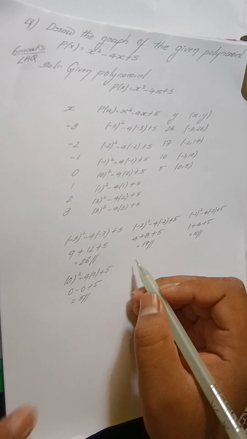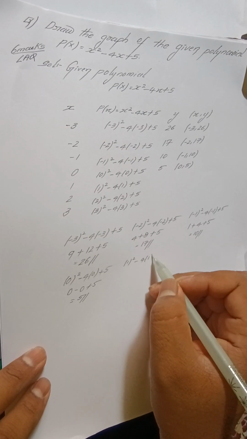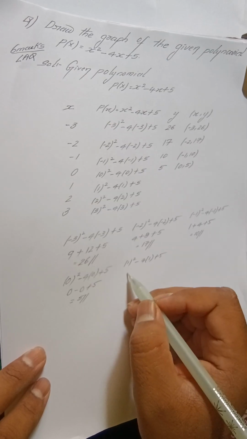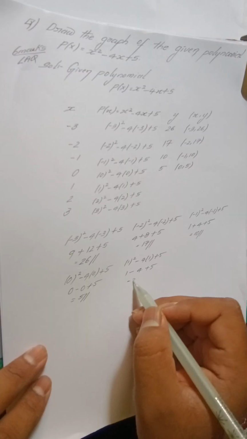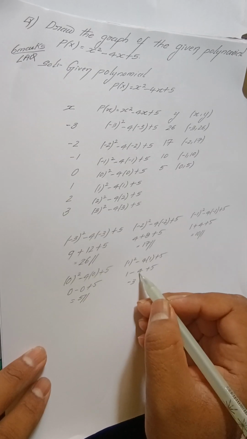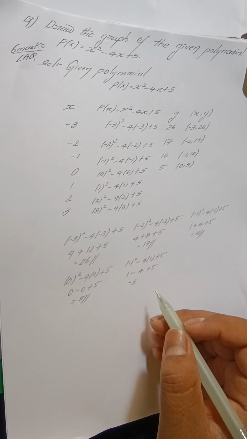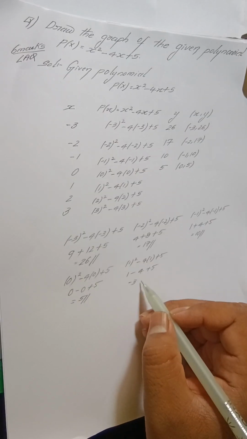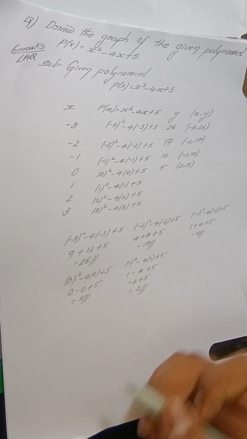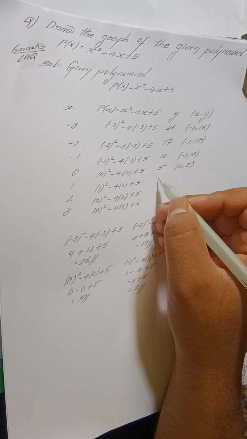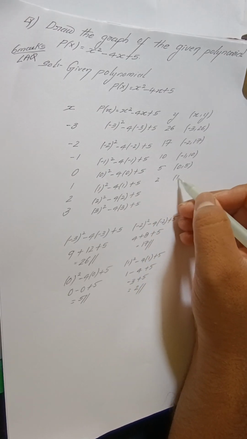We will now do it for 1: 1 square minus 4 times 1 plus 5. 1 square is 1, 4 ones are 4, so 1 minus 4, the bigger number being 4, gives minus 3. Minus 3 plus 5, we get the answer as plus 2. So the value I will write here is plus 2, and the point I got is 1 comma 2.